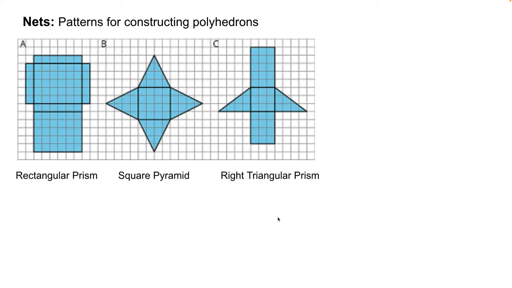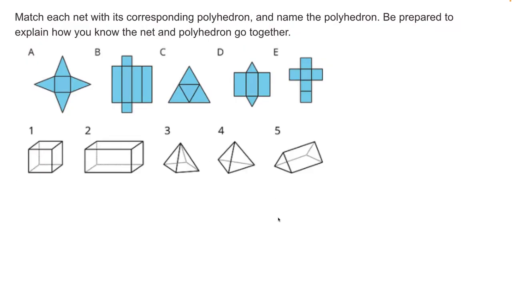Okay, all right, so here is another thing for matching. You can have some fun with this matching game. Match the corresponding polyhedron and the name of the polyhedron for each of them. So A, what is this? It will match with 3 or 4. We know that it will be a pyramid, right?